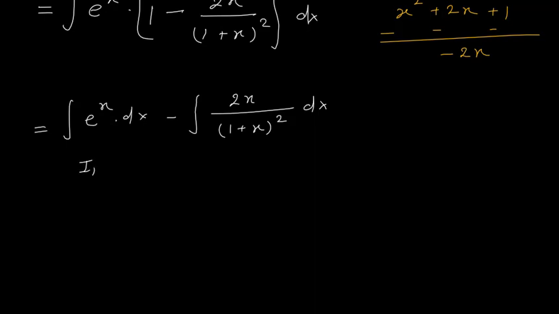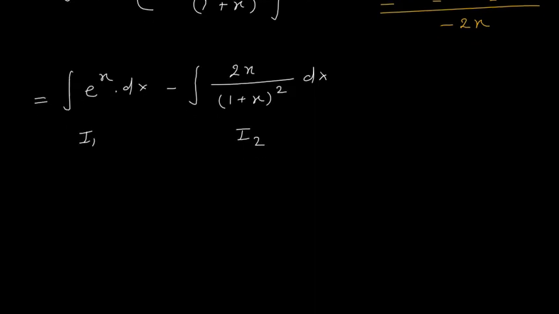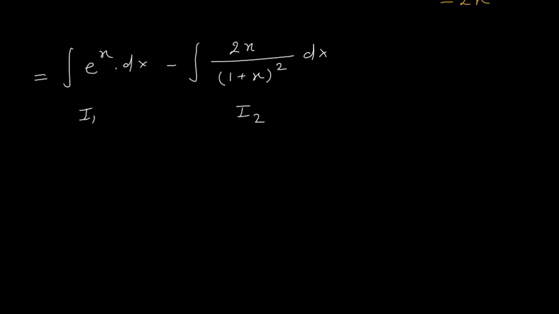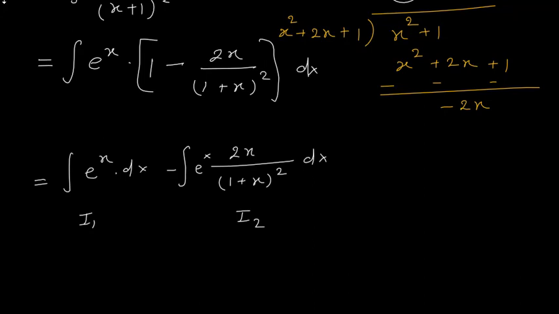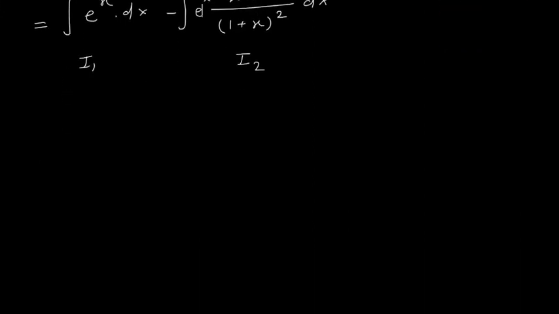Let us consider this as I1 and this as I2. So for I1 we have, okay, here e power x is multiplied by this part also, so here also we will write e power x. So here we remove this integration of e power x into 2x upon 1 plus x the whole square. So if I take I1, it is integration of e power x into dx. This gives me answer as e power x plus, I will take one constant, let us take c1. Okay, this is my first equation.